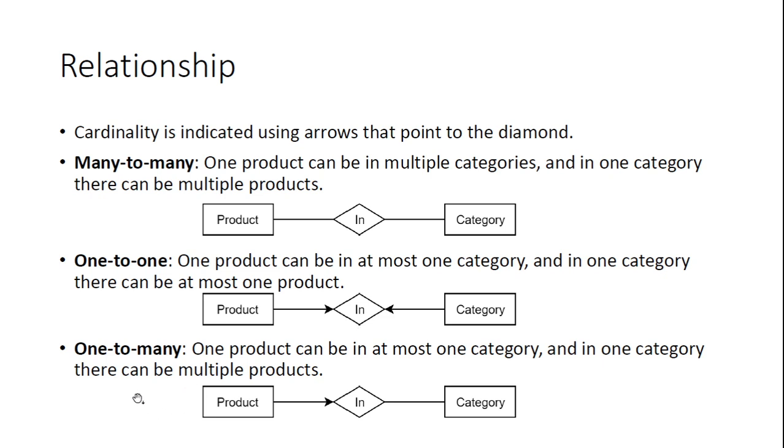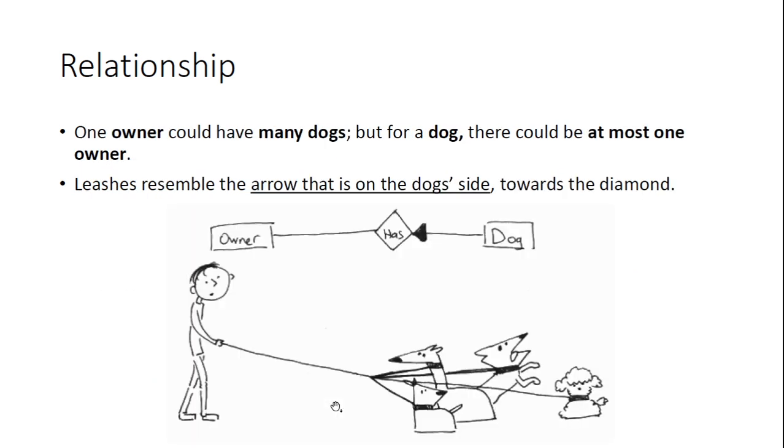We also have the one-to-many case. For example, in this picture here, it is saying that one product can be in at most one category, and in one category there can be multiple products. So if a product is going to be only in one category, this is going to be the usual scenario that we are going to have. So for a product there can be only one category, but in a category there can be multiple products. In this case, the arrow is on the side that is going to appear once in the relationship, but it can sometimes be confused, and to remember it, maybe this picture could help.